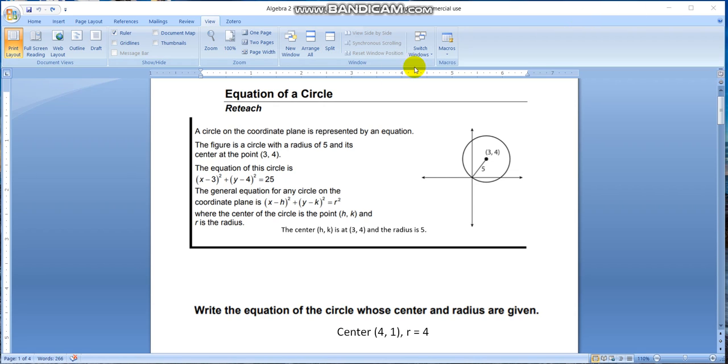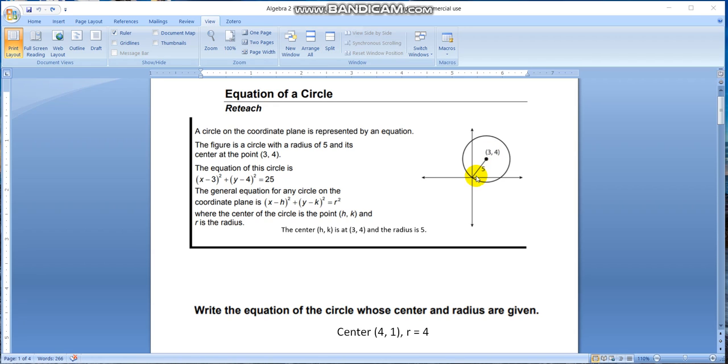So here we go, equation of a circle. If you see on the right hand side here, we have a circle on the coordinate plane represented by an equation. This equation is what it's represented by, this one that you see here. The figure is a circle with a radius of 5.